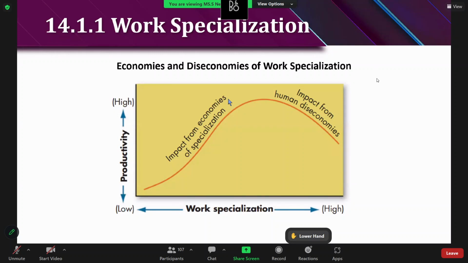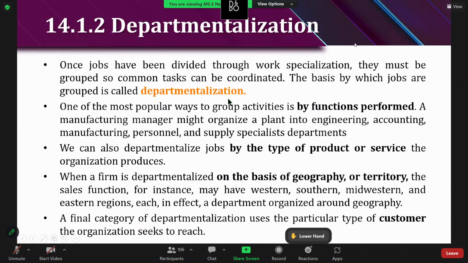So moving on to the other element of organizational structure, which is departmentalization. Once the jobs have been divided through work specialization, they must be grouped. We have seen how the work has been divided, how it has been grouped, and how it has been coordinated; all those mean the organizational structure. Once it is divided, we have to group the tasks. We cannot keep each and every task individual and separate. So we have to group the common tasks, and develop some coordination among them.